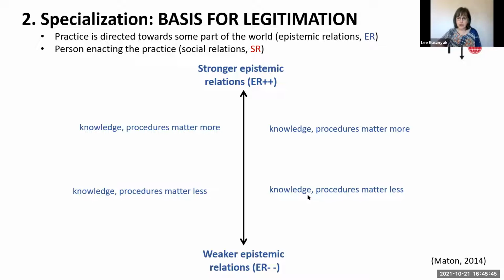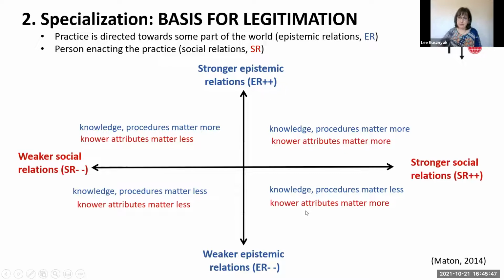Then in terms of the social relations, this is where the knower attributes matter more or matter less as a basis of achievement. Where they matter more, where they're emphasized as the basis of achievement, we say that's stronger social relations, and those will be located on the right-hand side of the specialization plane. And where they matter less, or they're not emphasized as the basis of achievement, we say they're weaker social relations, and we're going to put those on the left-hand side of the plane.